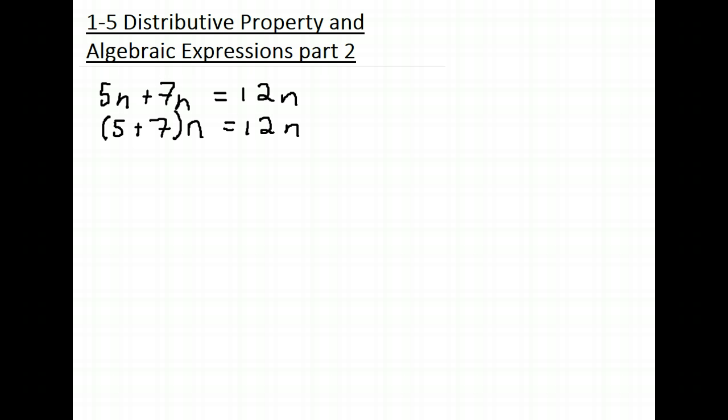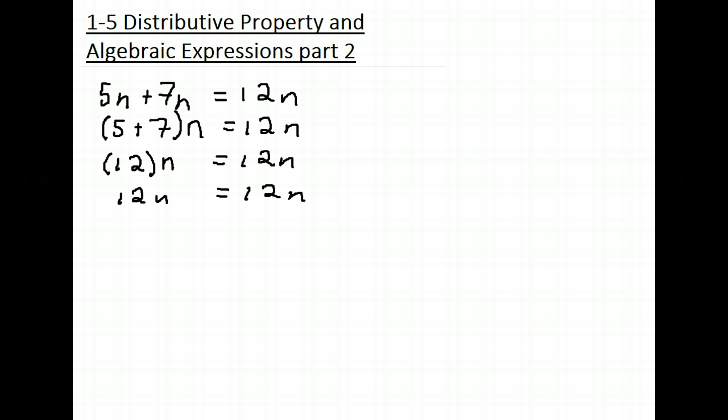And we can add what's inside of our parentheses because they are like terms. We have a 5 plus a 7. So now we have open parentheses 12, close parentheses, n equals 12n. And since 12 times n is 12n, that equals 12n. So we've just proved that 5n plus 7n equals 12n.